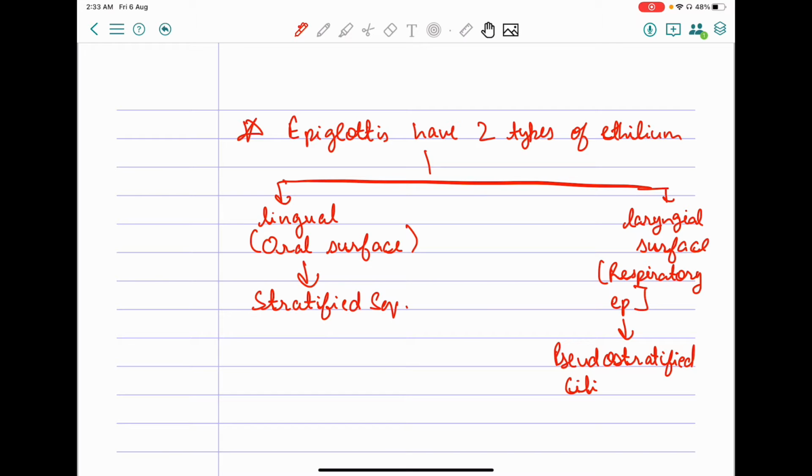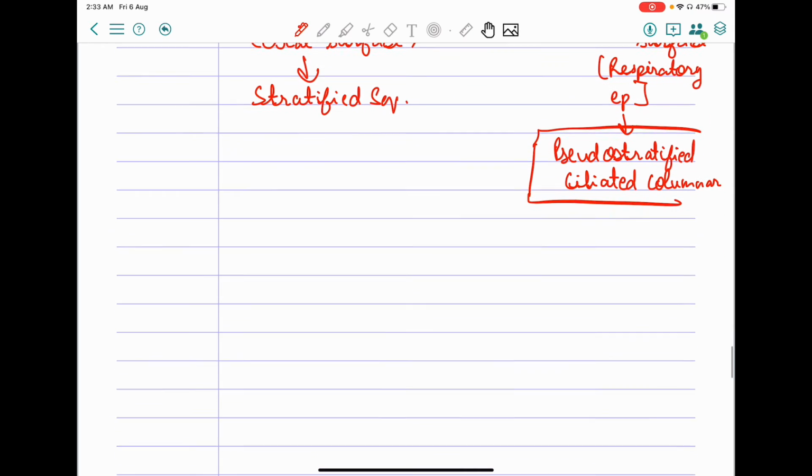Ciliated. Why cilia? I told you in the last lecture, to move mucus and clear the passage. Pseudostratified ciliated columnar epithelium. So let's talk about this. I told you about stratified squamous, but what is pseudostratified ciliated columnar?